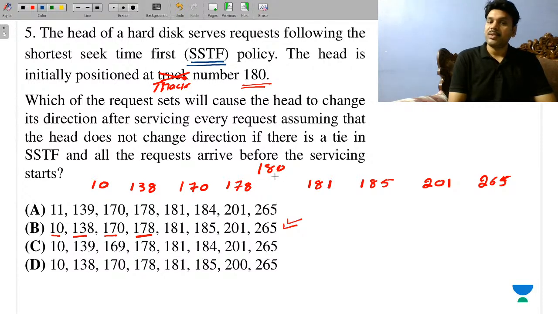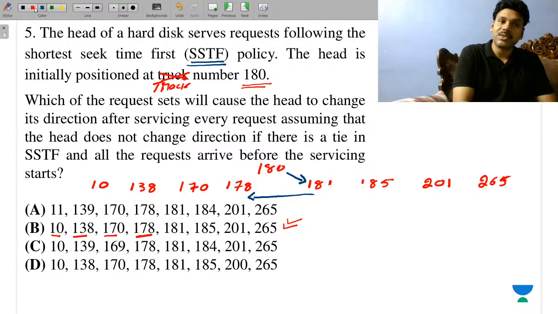So from 180, if I go this side, it is taking 2. If I go that side, it is taking 1. So I am taking that side only. So 180 to 181, it's satisfied. From 181, it is satisfying 185. Then after that, if I am going that side, it is going to take 4. If I am going this side, it is going to take 3. Therefore, you see that from the first request satisfying, immediately the head got changed its direction.